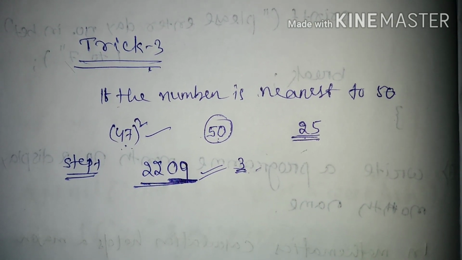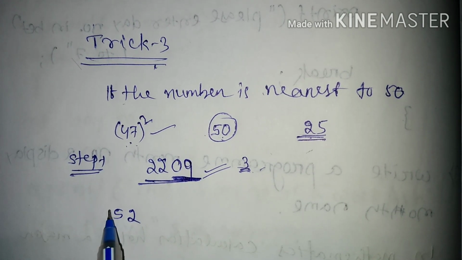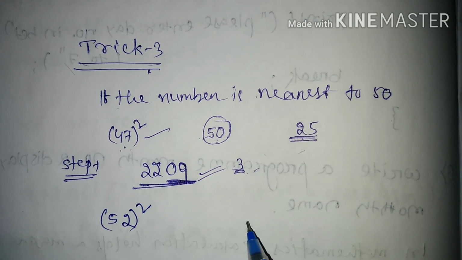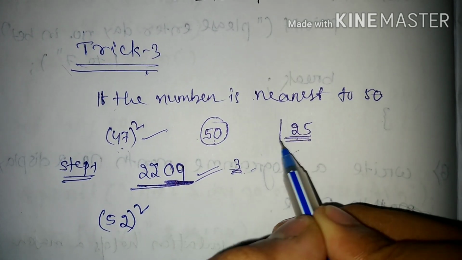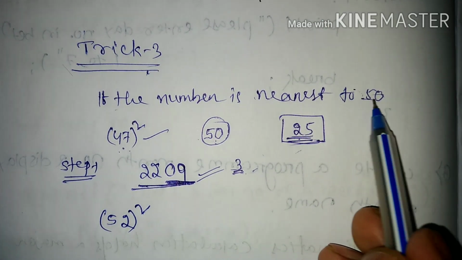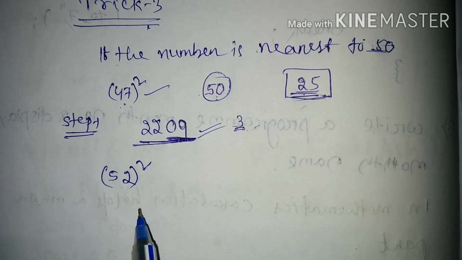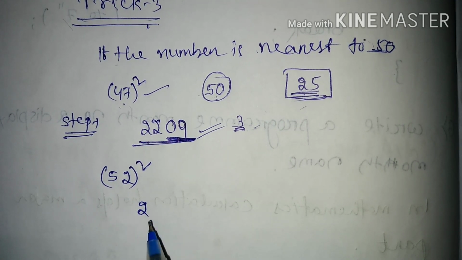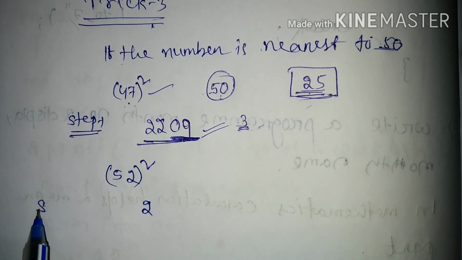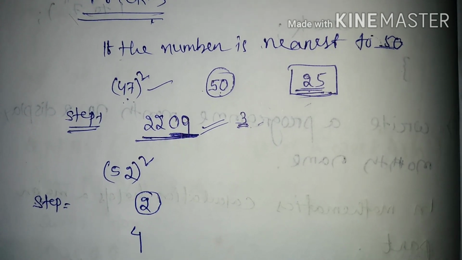Okay, let's take another example, 52. You have to find the square of 52. So first, keep the number 25 in mind, and next we compare this number with 50. How much is it greater or lesser than 50? The 52 is 2 greater than 50. So what is the first step? Step 1, we take the square of this difference. What is the square of 2? That is 4.